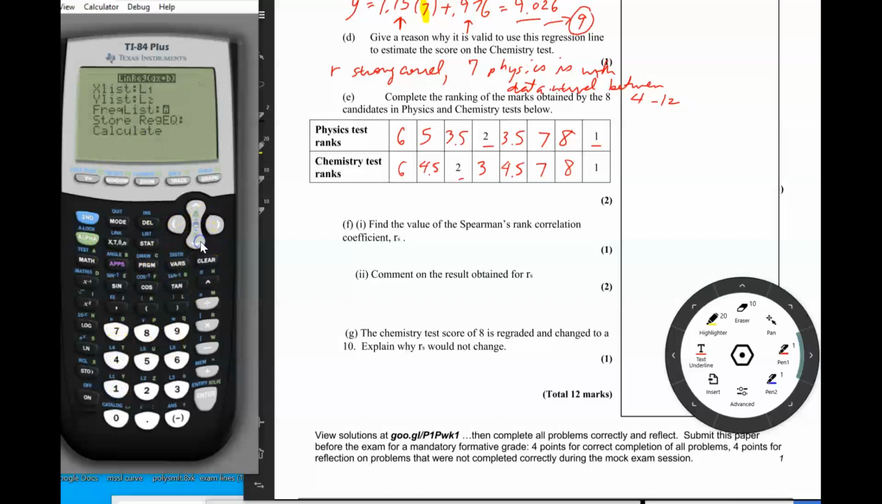L1, L2, and this one should be blank. And then we go down to calculate. And we don't care about A and B in the case of Spearman's. All we're interested in is the R value, and the R value is 0.946.